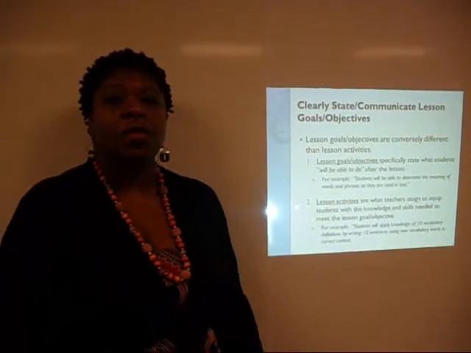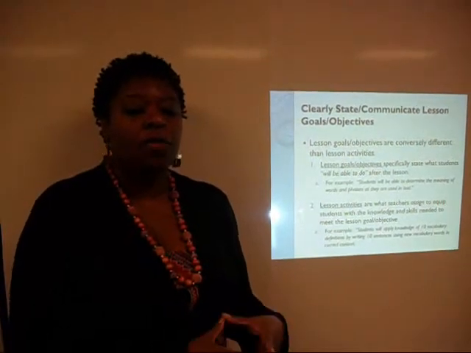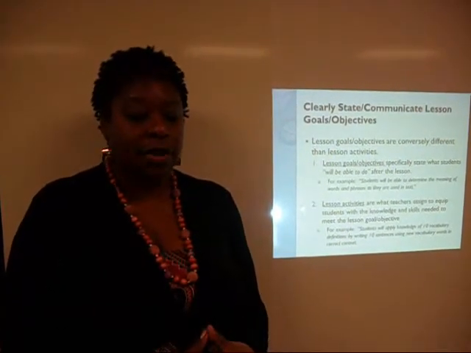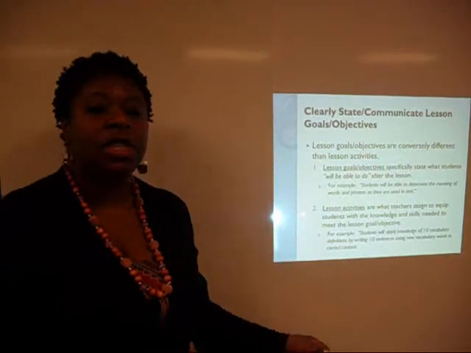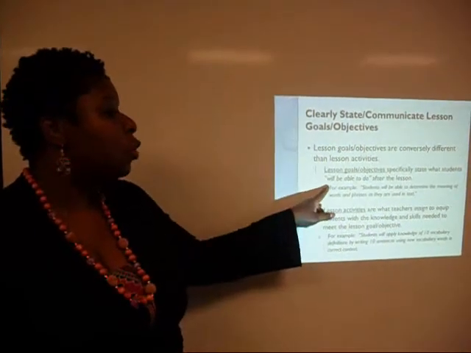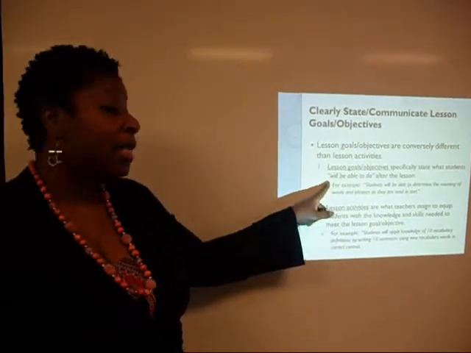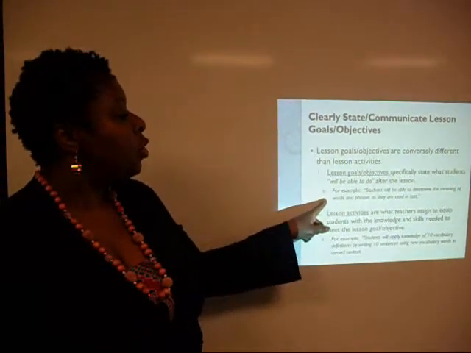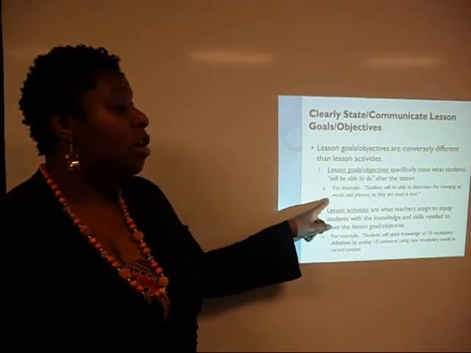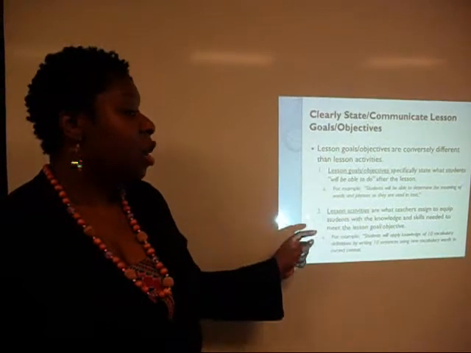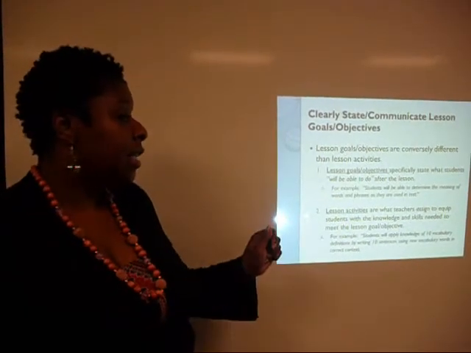Clearly stating and communicating lesson goals are conversely different from lesson activities. A lesson goal specifically states what students will be able to do after the lesson. For example, students will be able to determine the meaning of words and phrases as they are used in text. That is a lesson goal.